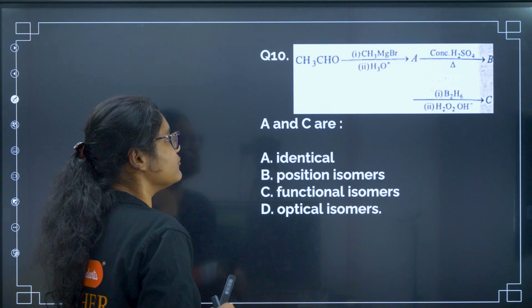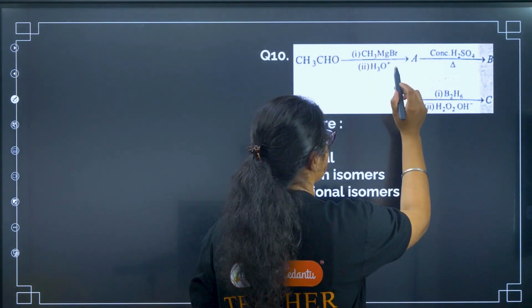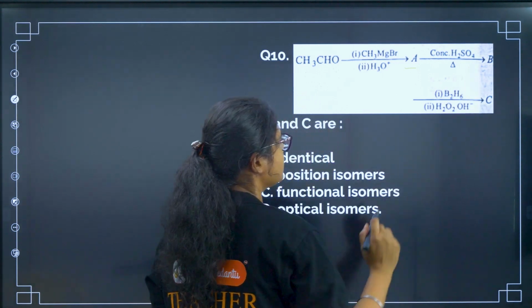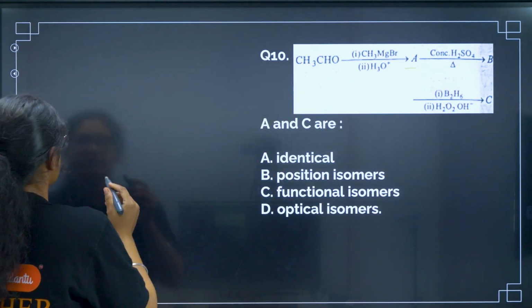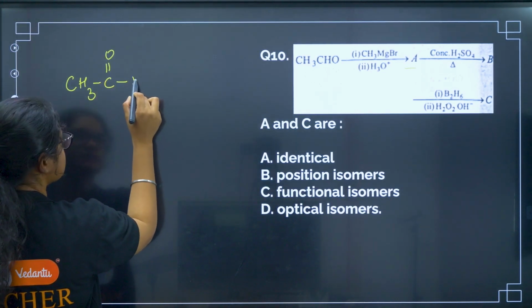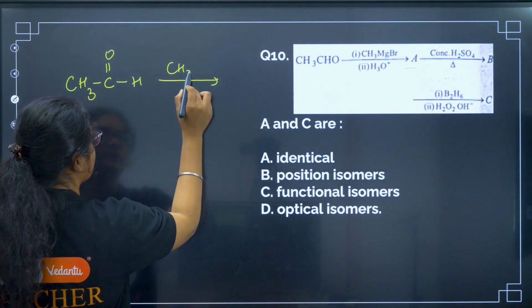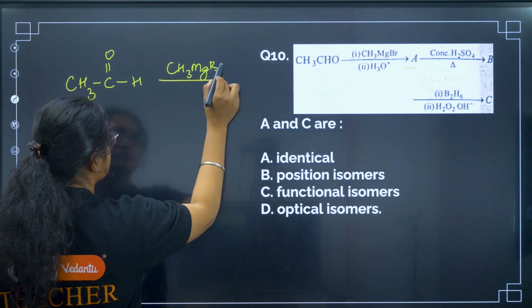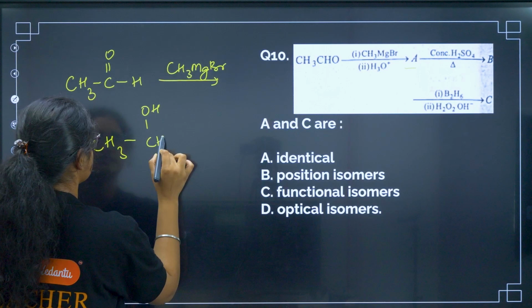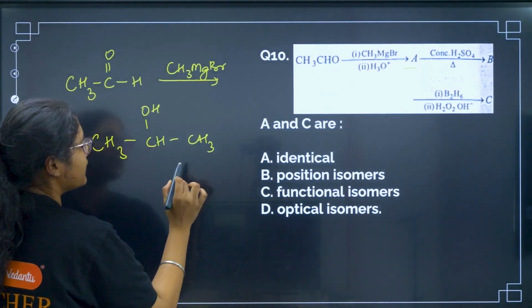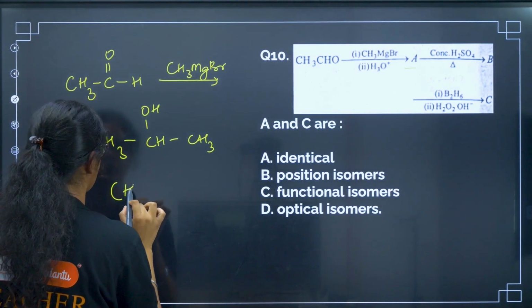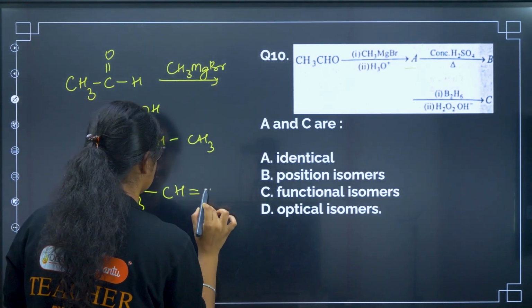CH3CHO with CH3MgBr in the presence of H3O plus, we get A, and then with concentrated sulfuric acid we get B, and then we get C, right? Okay, so let us see the reaction here. CH3CHO with CH3MgBr. So this one will give us CH3CH(OH)CH3. Then concentrated H2SO4 will do dehydration, right? So we will get a removal of a water molecule, and we will get an alkene here.